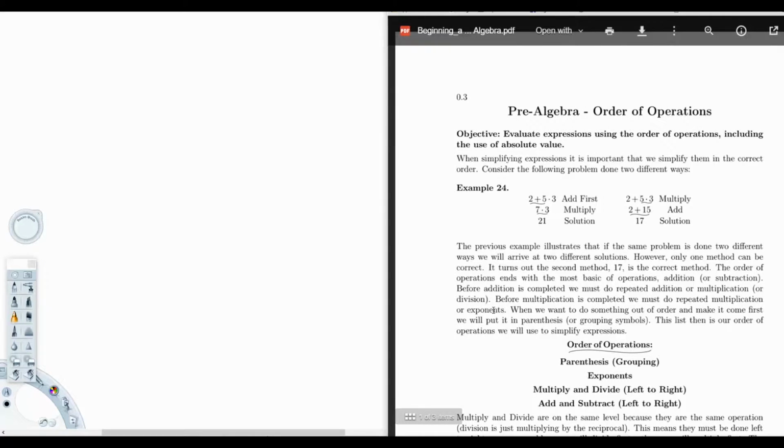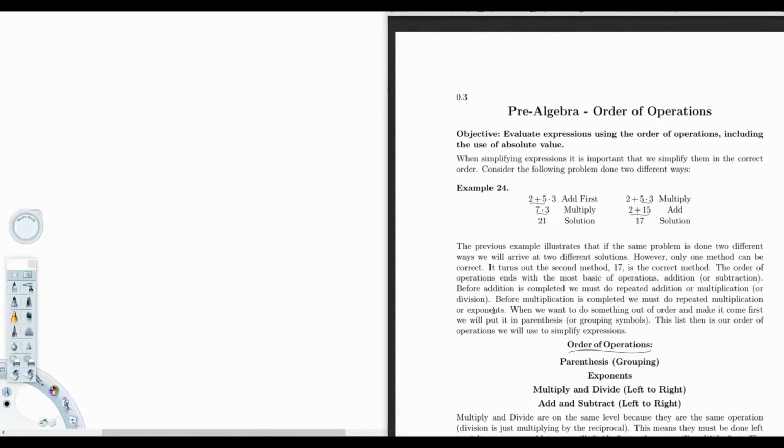So now we're going to study order of operations. Order of operations is essentially when you see pluses, minus, brackets, and powers and exponents, which one do you do first?